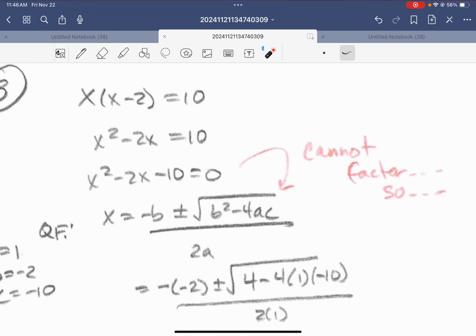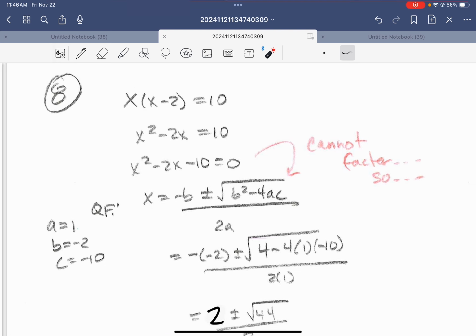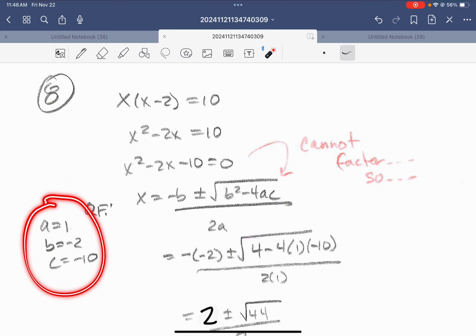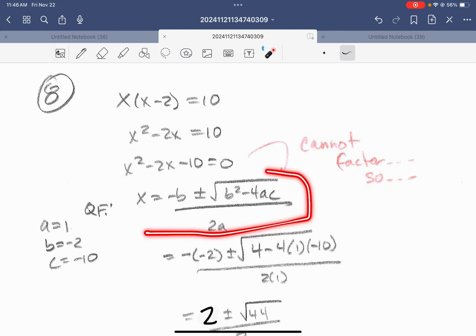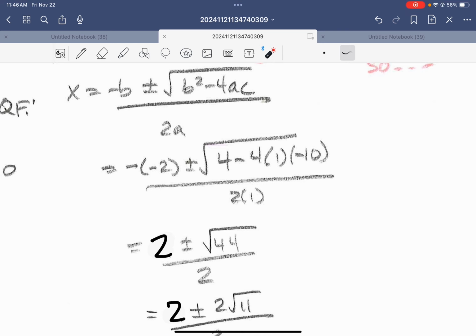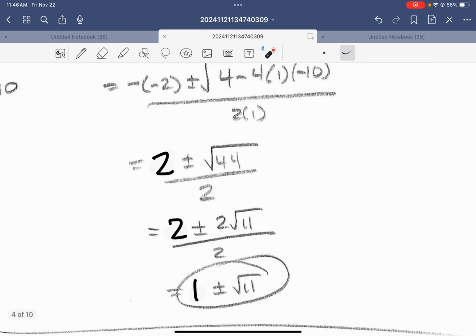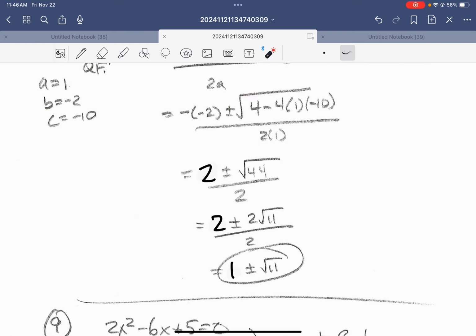For number 8, it doesn't look like a quadratic, so I distribute to change the form, and then I get everything equal to 0 because that's how we solve things by hand, is we want them equal to 0. So I can't factor, so I write down what my a, b, and c are, and I write down the quadratic formula before I use it. Well, then plugging in, you end up getting 1 plus or minus the square root of 11.